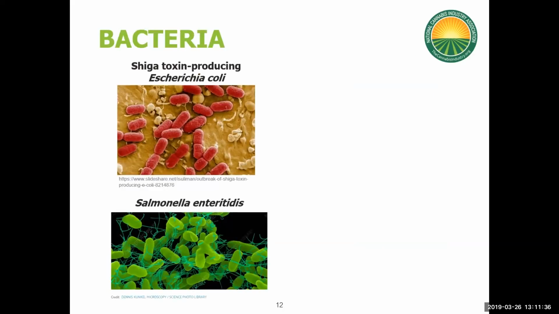Next, we're going to talk about bacteria, which are tiny single-celled organisms found almost everywhere, on all surfaces, all over your skin, inside your gut. Most of these bacteria aren't pathogenic in the sense that they don't cause disease, but there are a lot of pathogenic bacteria that we're concerned with in cannabis and cannabis-derived products. First being Shiga toxin-producing E. coli and also Salmonella. These both cause foodborne illness.